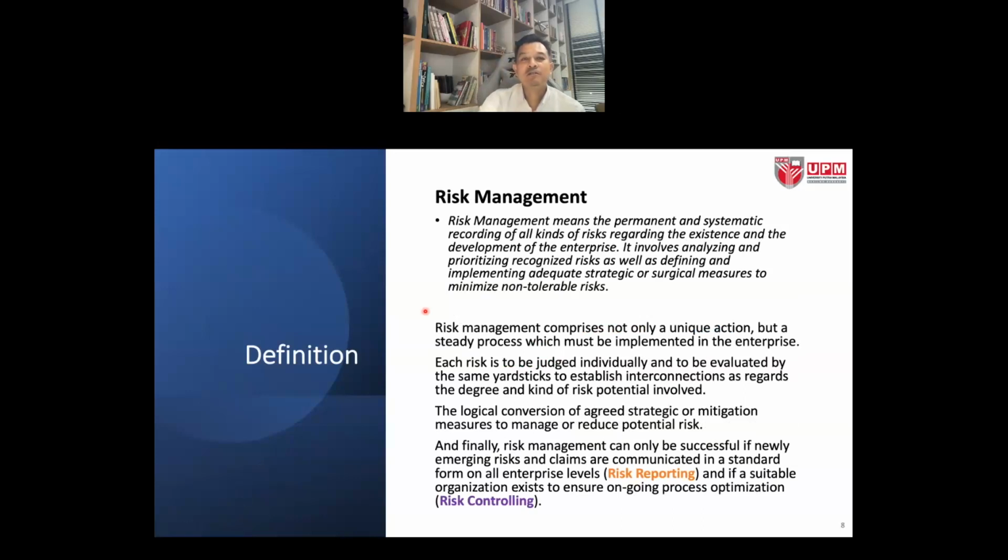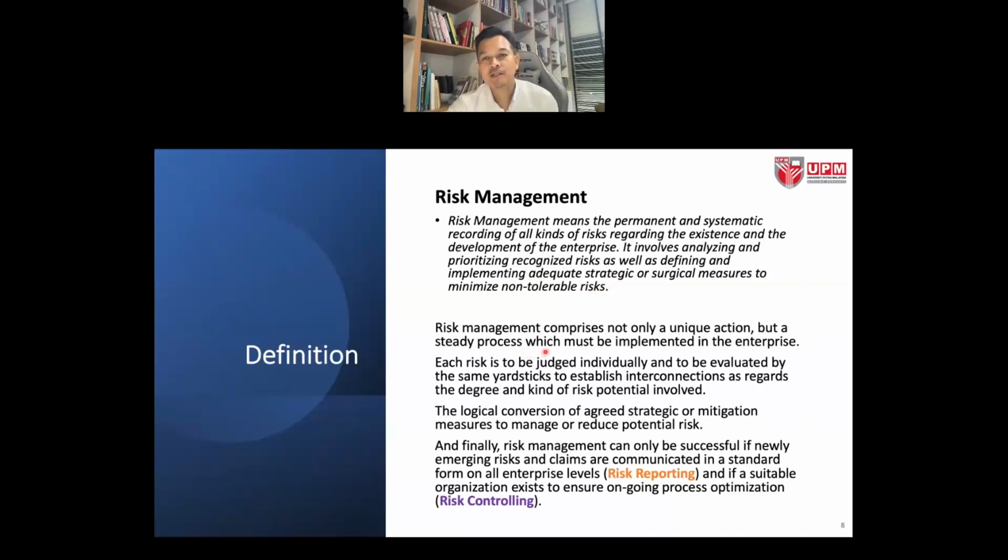Okay, how about risk management? So risk management means the permanent and systematic recording of all kinds of risks, right, regarding the existing and the development of the enterprise. So it involves analyzing and prioritizing recognized risks. So you have to analyze the risk, you have to prioritize the risks. Some risks are high priority, some are less priority, as well as defining the implementation of adequate strategic or surgical measures, how to react and act upon it to minimize non-tolerable risk.